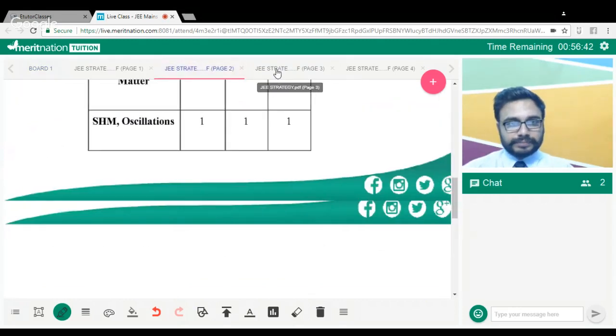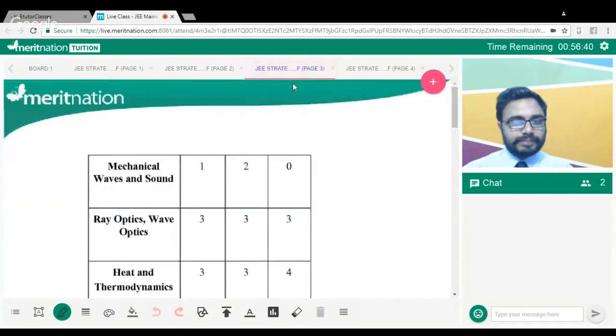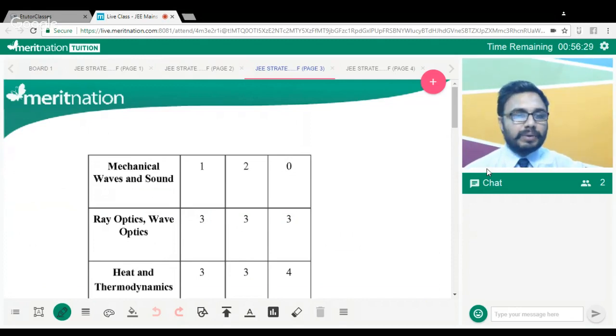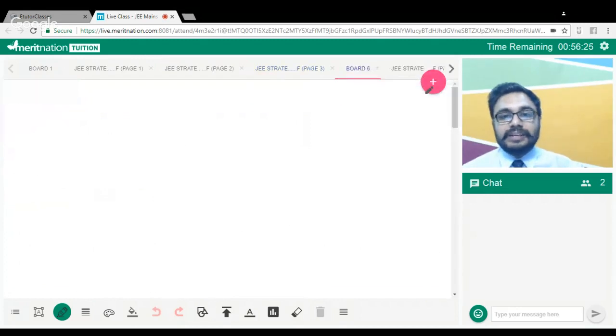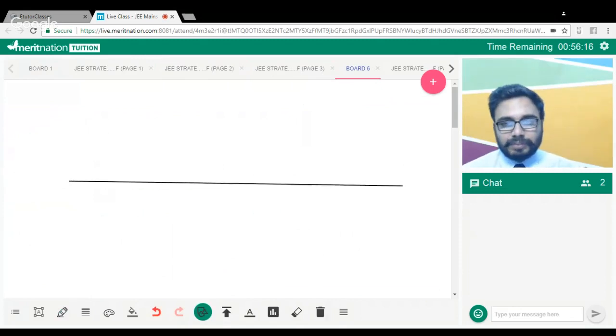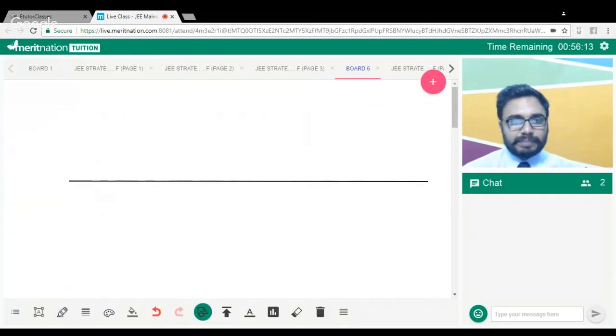Then after that, we are having ray optics and wave optics. In ray optics, people are having issues with how to put the sign, whether minus sign will come up or plus sign will come up. Basically, we should know the sign convention. Sign convention is very important in ray optics. Let me tell you the basic sign convention, and it is applicable for mirrors, for lens, everywhere.